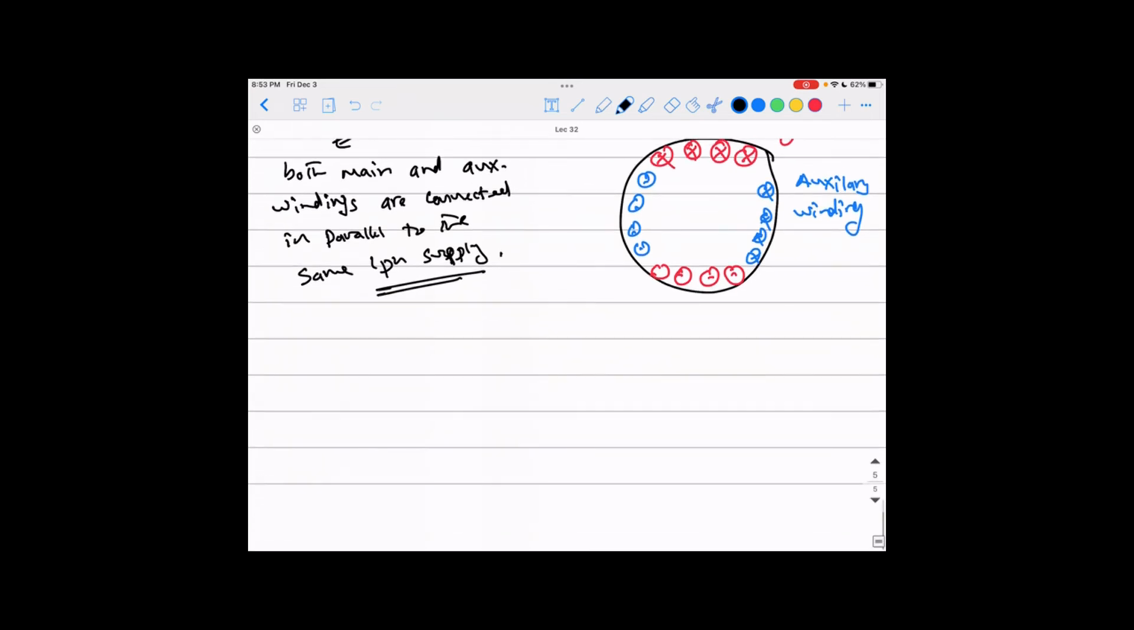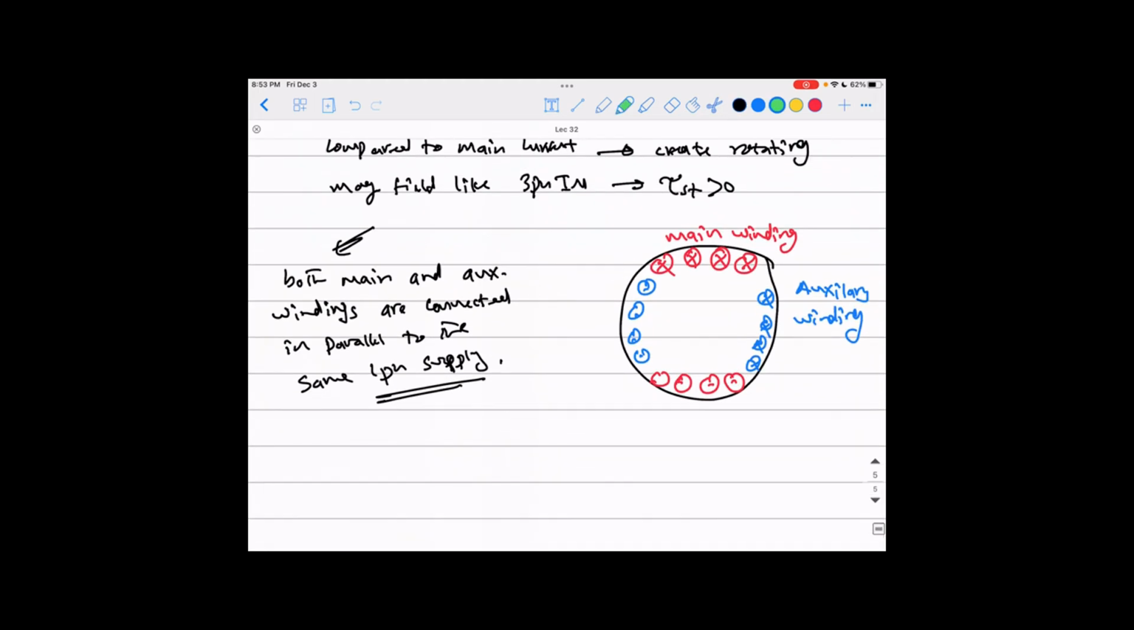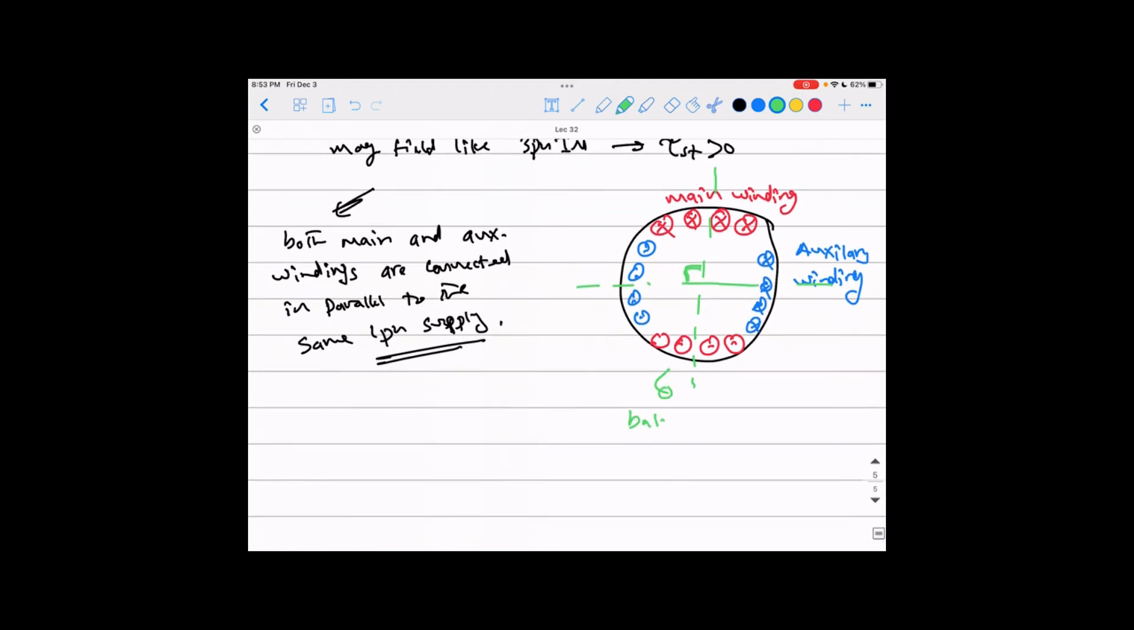Okay guys, the whole point is, like you've seen here, this winding has an axis like that, and this has an axis like that, and that's 90 degrees. So they look like a balanced two-phase winding.